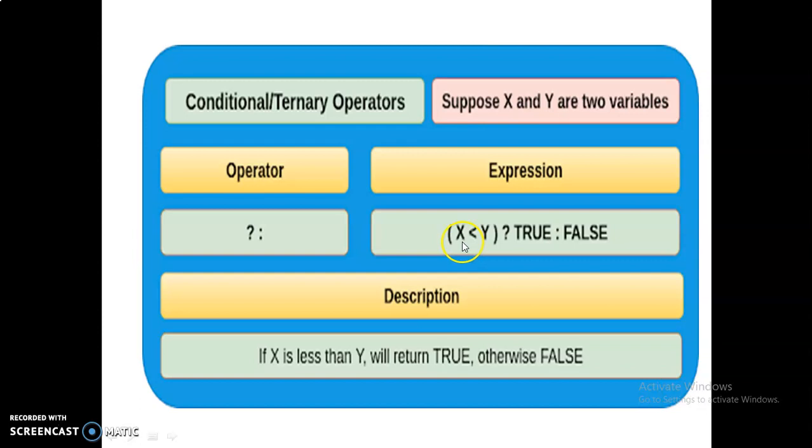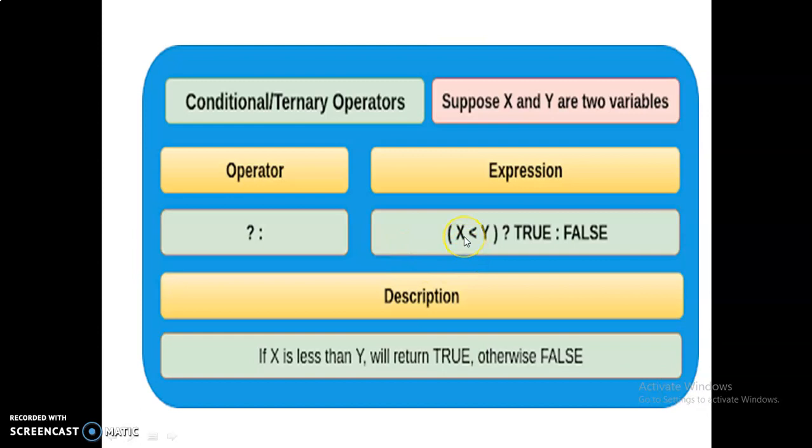Here is the expression. How this operator is used in an expression is, start with the bracket. This is the condition, x less than y. This is the question mark operator. This is the colon operator. But they are not placed together. They are separated by the true and false parts.